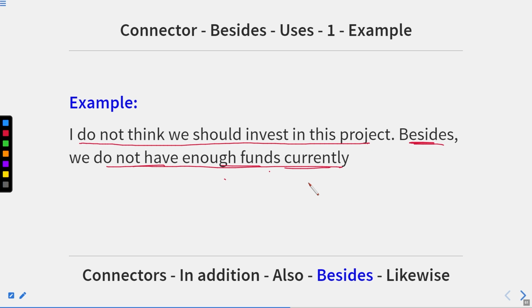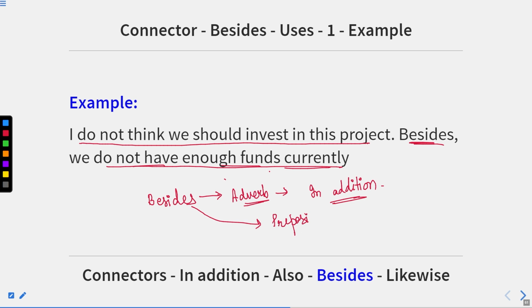Now here, by seeing this structure, one thing is very clear to us. We have two phrases. One is in addition to, and another is in addition. Now what happens if we use besides? This is very, very important for you all. If we use besides as an adverb, its structure is just like in addition, and it is used the same as in addition. But if it is used as a preposition, the structure of besides is just like in addition to.